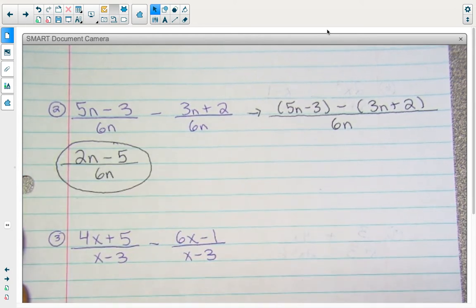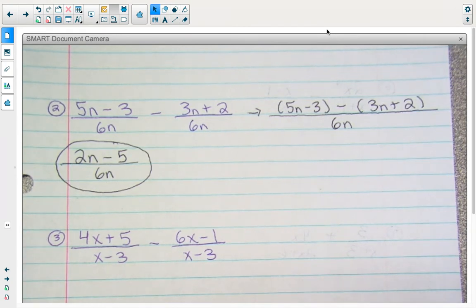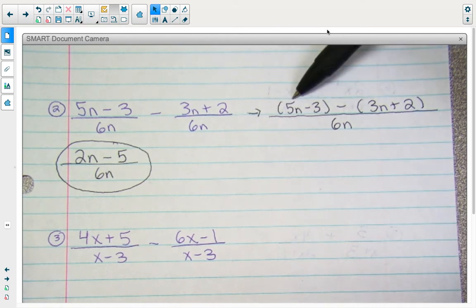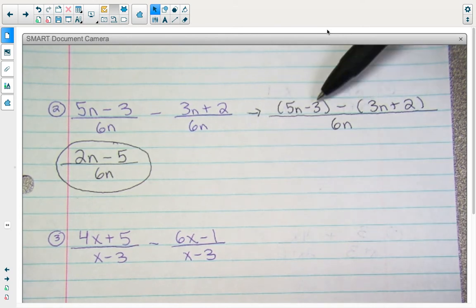So we subtracted what was on top. Make sure you keep change. If you need to put a 1 in the front here and then distribute, just make sure you're being careful with your signs. So 5 minus 3 is 2. Negative 3 minus 2 is negative 5. Just be careful with your signs.